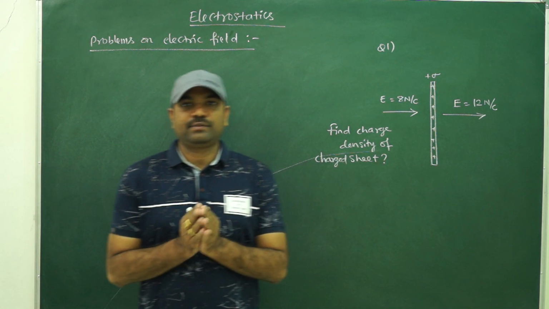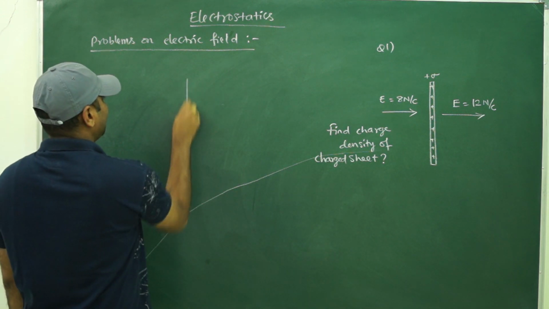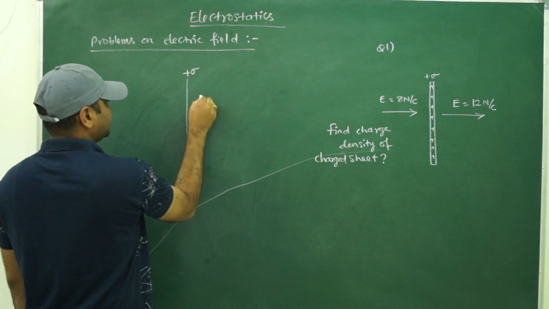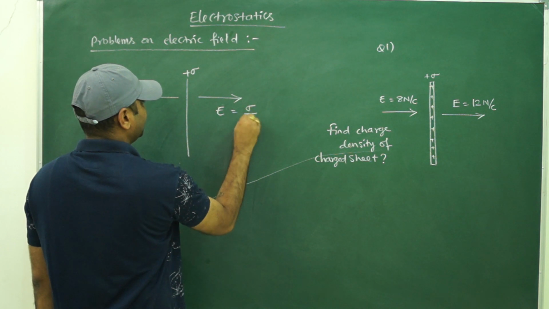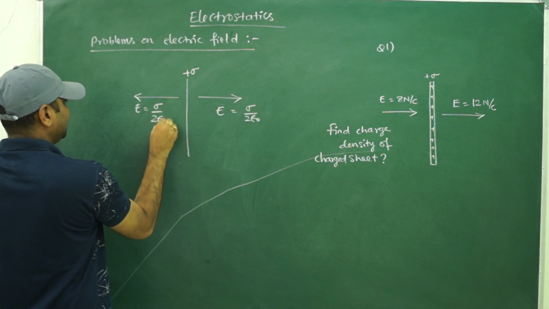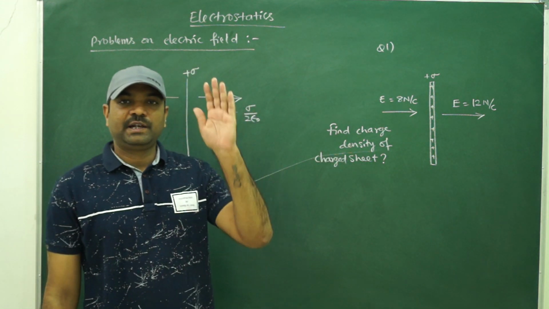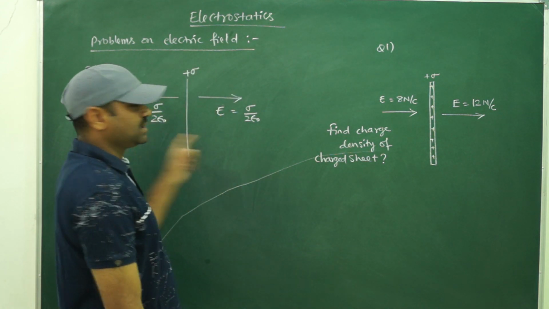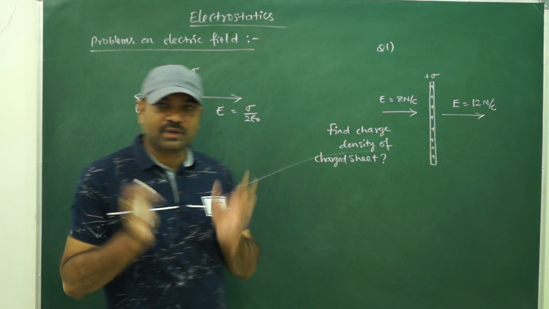First of all, let me look at the question from the view of the charge sheet. If I have a charge sheet with plus sigma, a positive charge, the field will be away from it. The field value is equal to sigma by 2 epsilon naught. This we derived. The field due to positive charge is always away from it, and the field due to an infinitely long charge sheet is independent of the distance, so you get a uniform field. This is the formula, and this is the data we know.